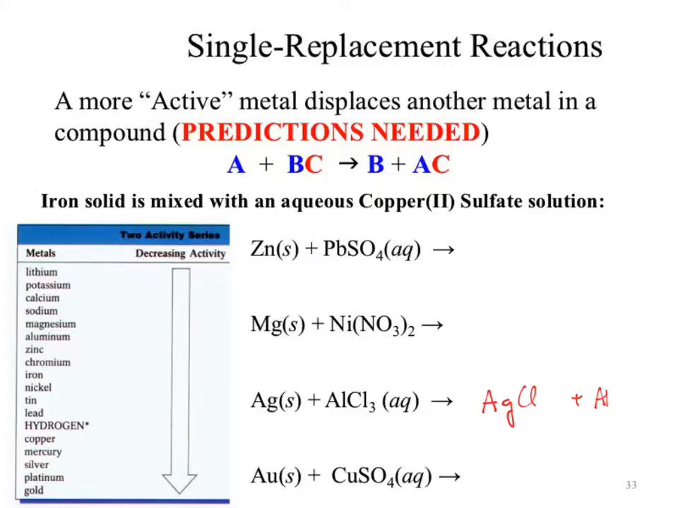How about the last one? Gold is the lowest one on the activity series. Copper is somewhere up above it. Copper is more active. Copper wants to be in a compound. Where is copper in a compound? Starts in a compound. No reaction occurs because you can't flip it. Because of their activity, you can't flip them.